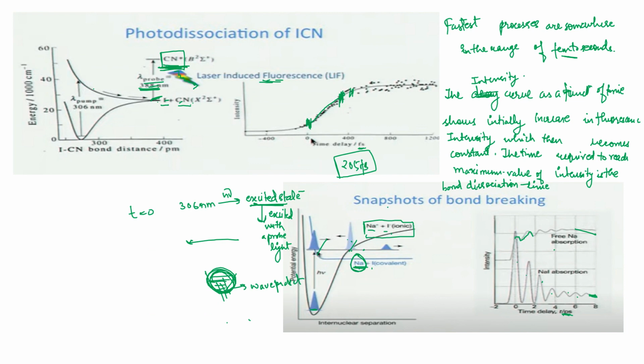Similarly, for the snapshots of bond breaking of NaI, we studied that NaI, which is ionic in nature, by absorbing a certain amount of light, reaches the excited state. Now, it so happens that the two states overlap each other, that is the excited state of Na+ and Na. As a result, some amount of Na+ is converted to Na. When this is converted to Na, you will see that there will be two absorptions. The first will be of Na+, and the second will be of Na itself, the free Na.